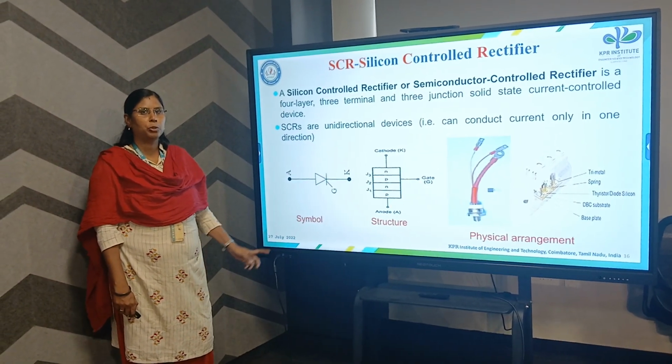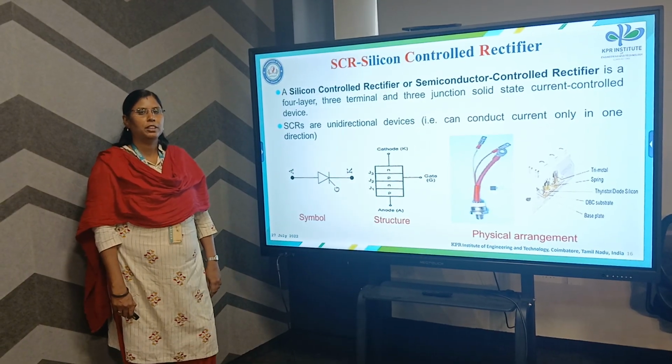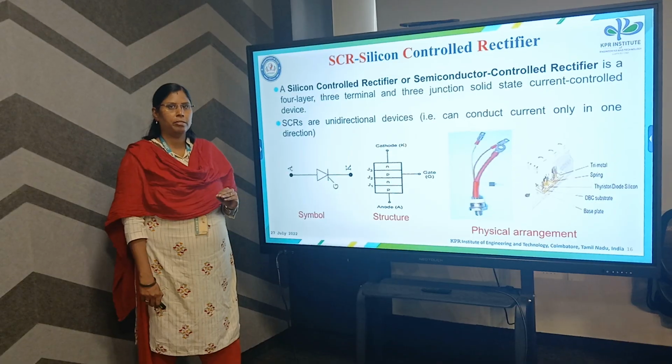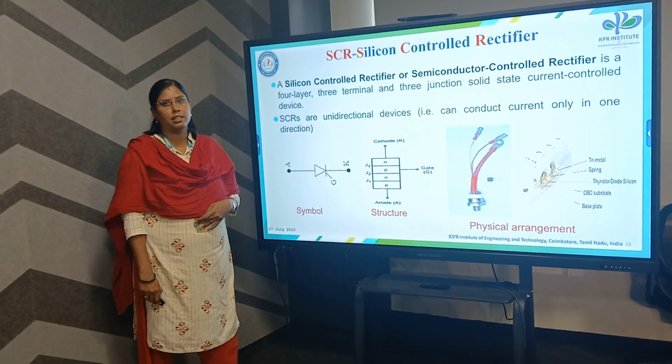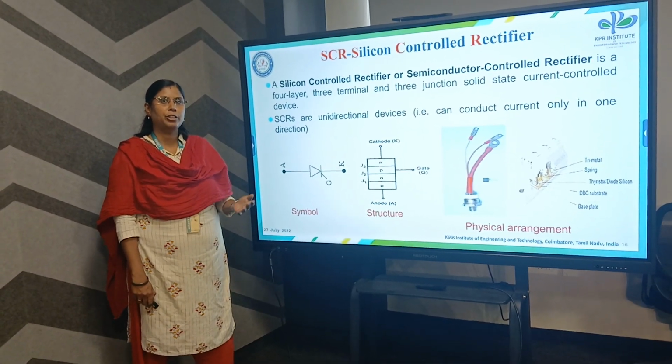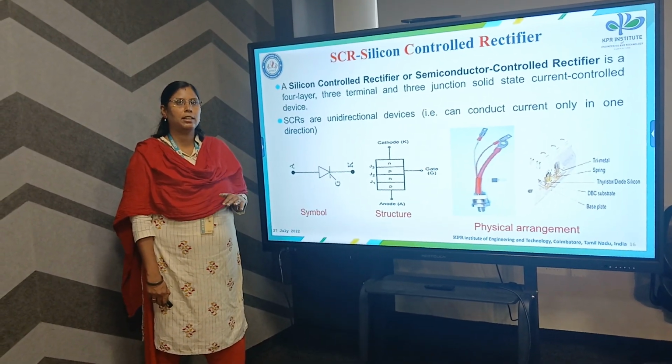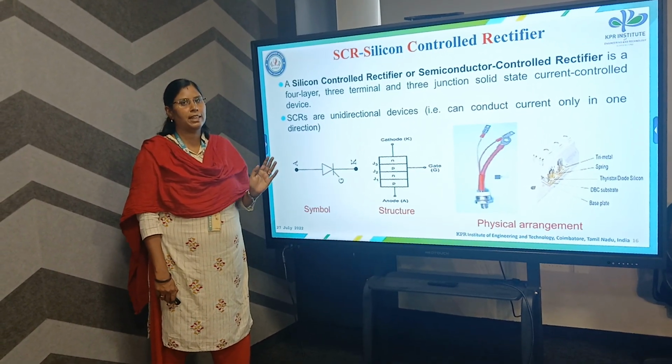Today we are discussing SCR. We already know that power electronics is the control and conversion of electrical power using electronic devices. The electronic devices are classified into diodes, thyristors and transistors. Among the thyristors, the most important one is SCR.